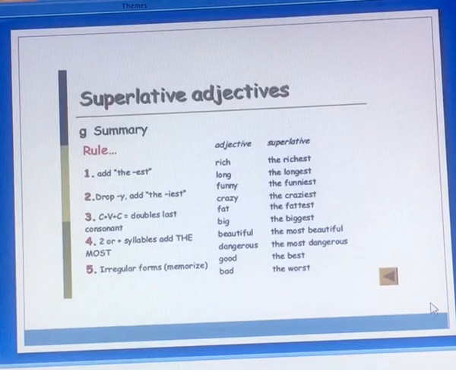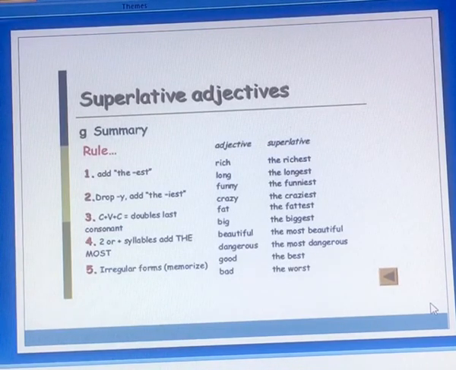This is our lesson about superlative adjectives. Reread the notes carefully, look at the rules carefully, and stay safe.